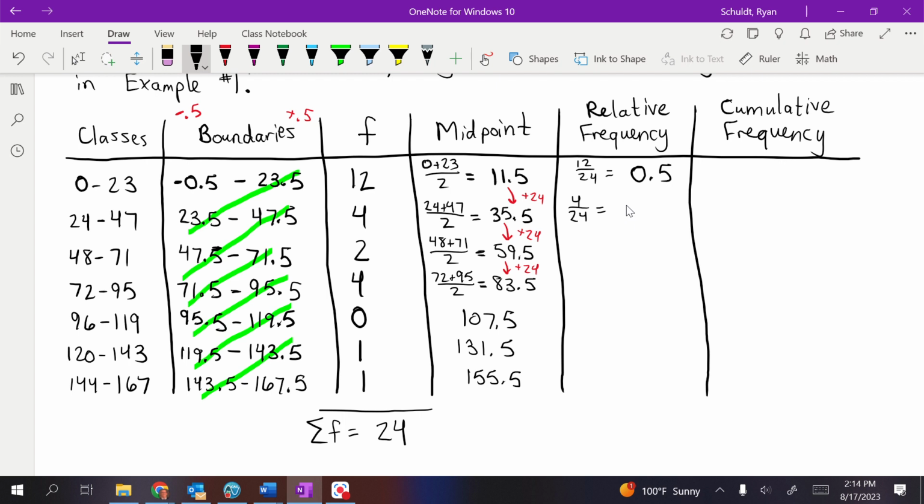Is it 0.17? Okay, 2 divided by 24. Okay, we already know 4 divided by 24 is 0.17. That's going to be 0. 1 divided by 24. 0.04. And again, 1 divided by 24 is 0.04.